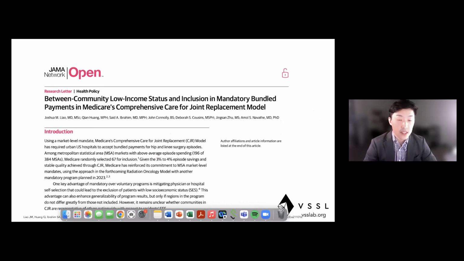Colleagues and I did something somewhat similar looking at bundle payments. We looked here at a mandatory joint replacement bundle payment. We looked at what we call Medicare and Medicaid dual eligible patients, those who may be vulnerable to certain social drivers of health. We looked at the community or market level and asked the question, has engagement or participation in this program been even across communities based on the proportion of dual eligibles that they have?